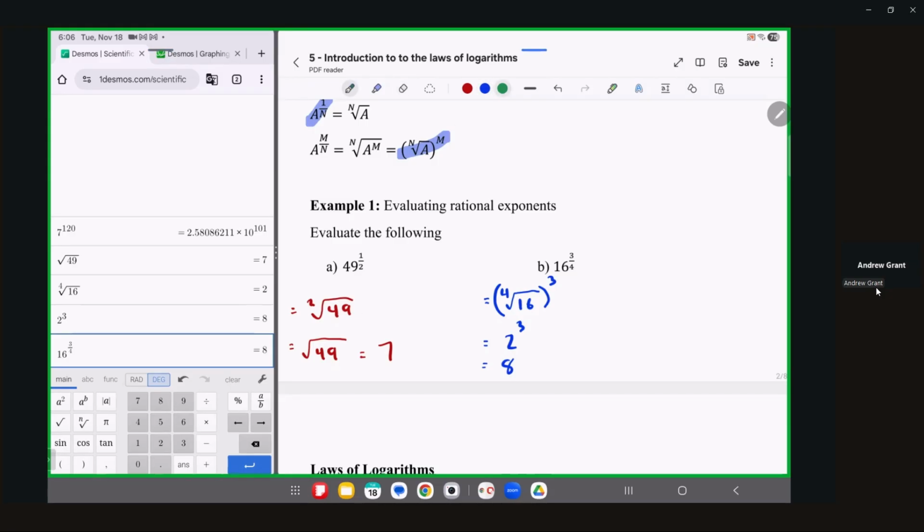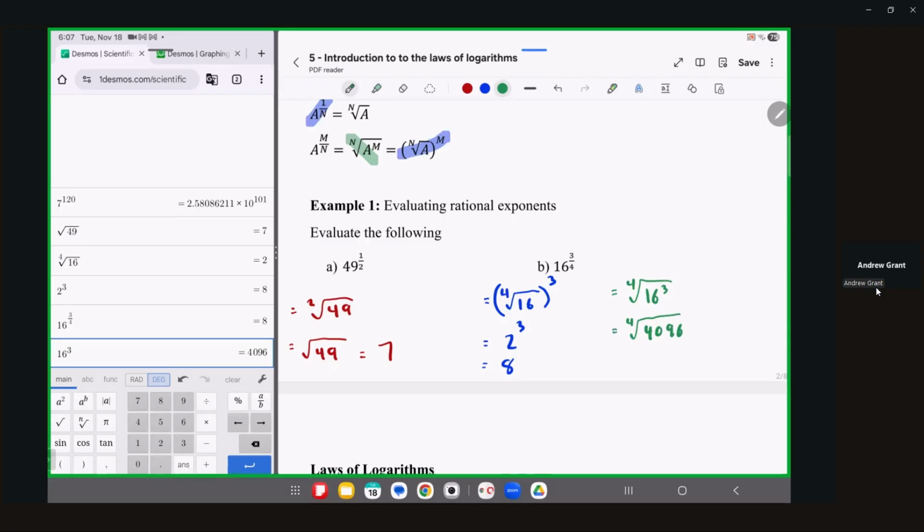Now I mentioned, and you can see here I lined up the color coding, I could also use the second method. The reason I'm hesitant to do it that way is because if I was to evaluate the same thing, 16 to the power of 3/4, done as the fourth root of 16 to the power of 3, already I have a problem because I don't know what 16 to the power of 3 is. That ends up being 4,096. And then you have to ask yourself, what number times itself 4 times produces 4,096? If you're not familiar with your 4,096 table, that might be kind of difficult.